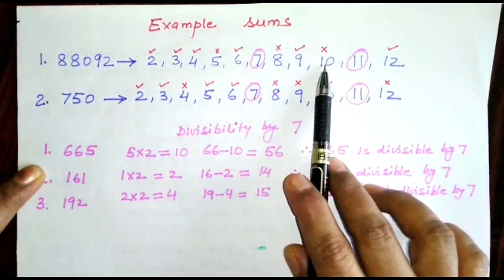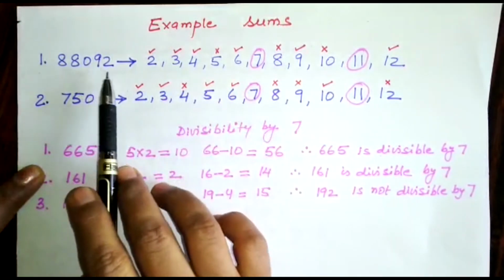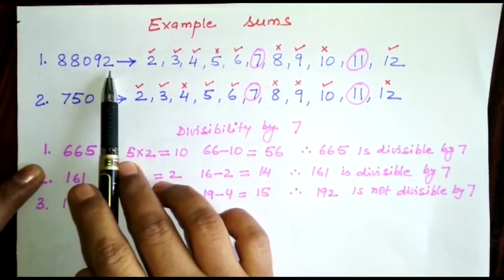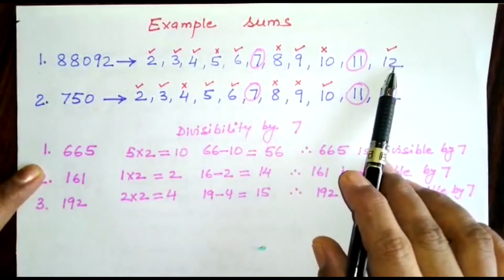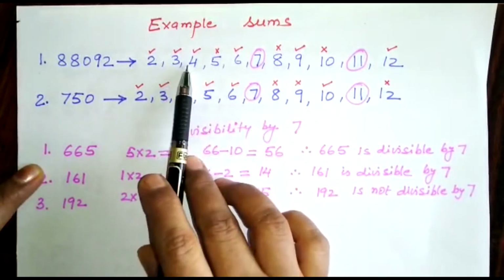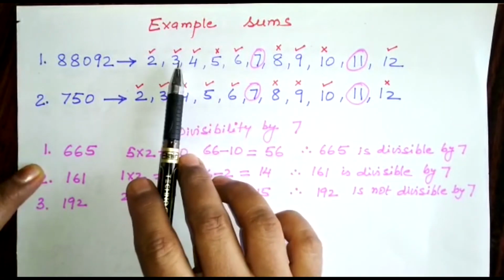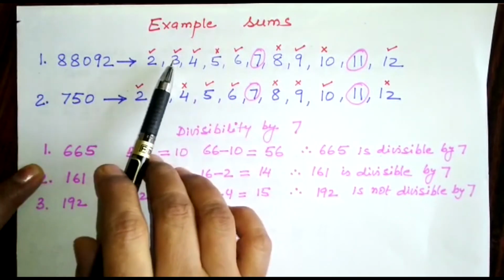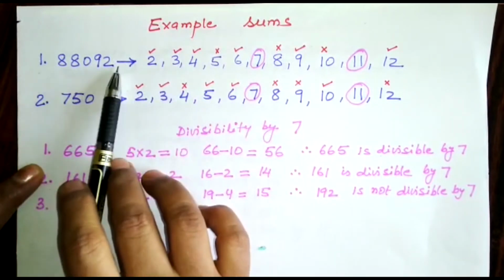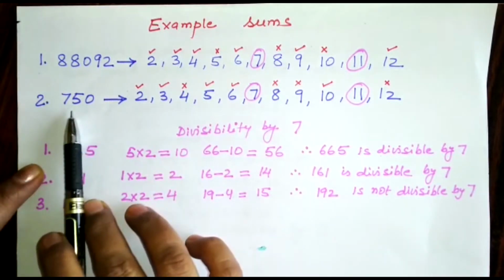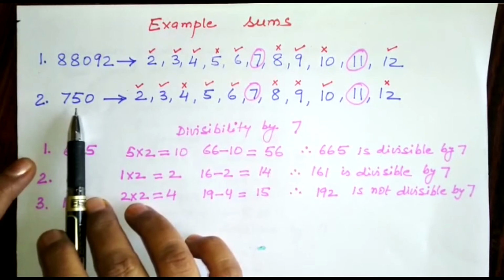For being divisible by 10, it should have 0 in units place. It does not have, so it is not divisible by 10. For being divisible by 12, the number has to be divisible by both 3 and 4. This number is divisible by 3 and 4, therefore this number is divisible by 12.